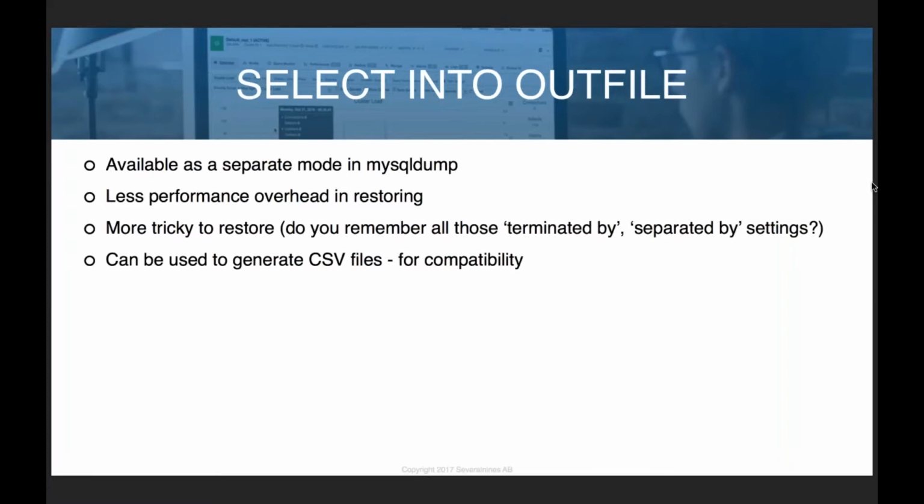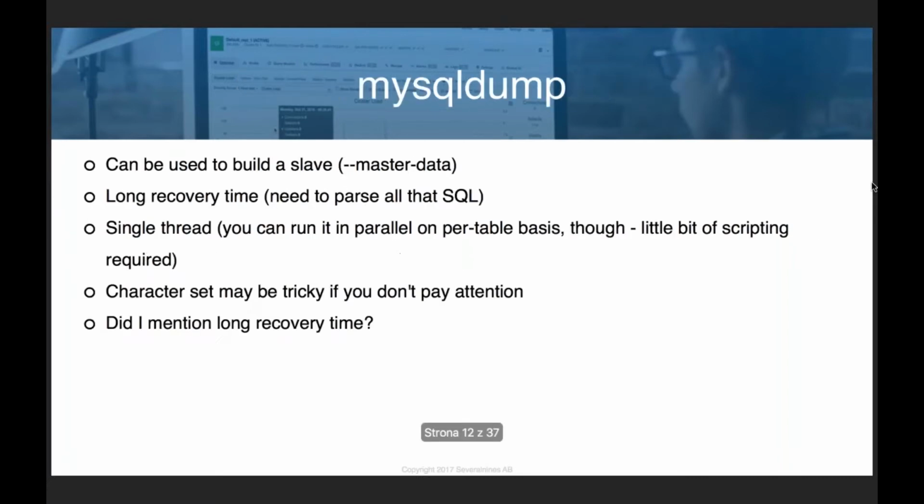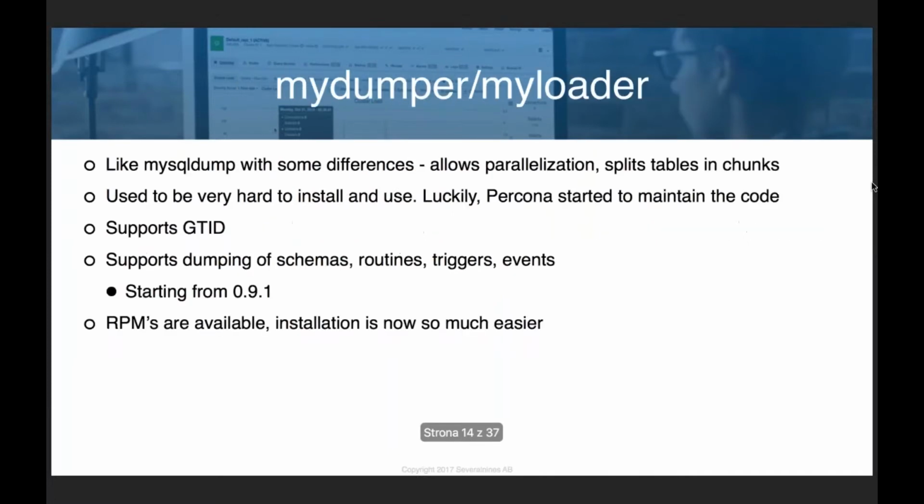With SELECT INTO OUTFILE, you can generate CSV files, which are basically the standard method of moving data between different types of databases or spreadsheets. You can dump data from MySQL into comma separated values and then load into Excel or whatever. Everything creates CSV files.